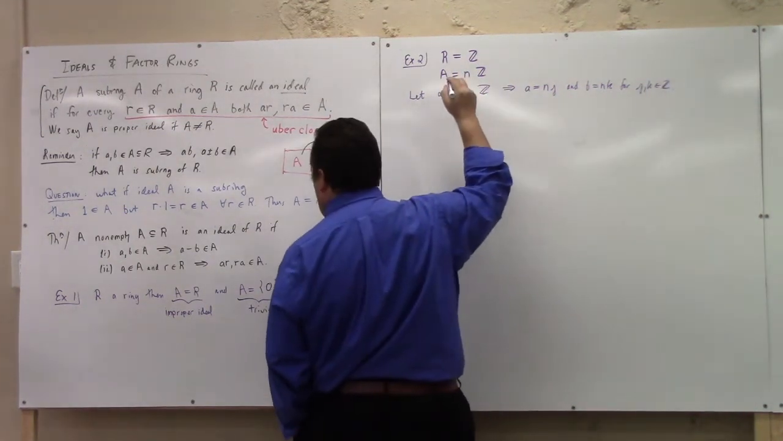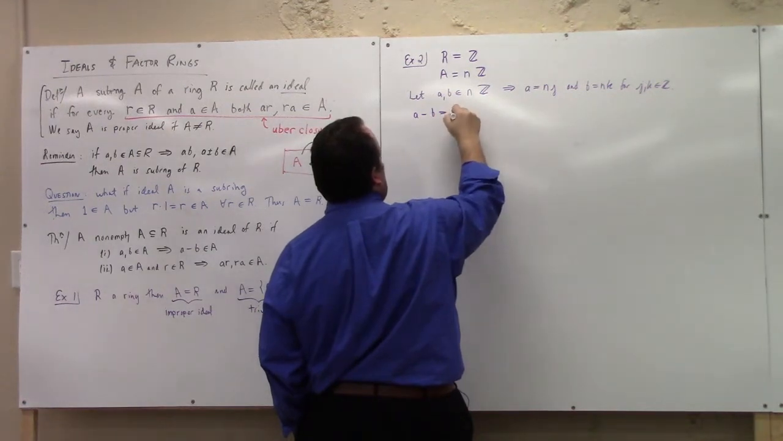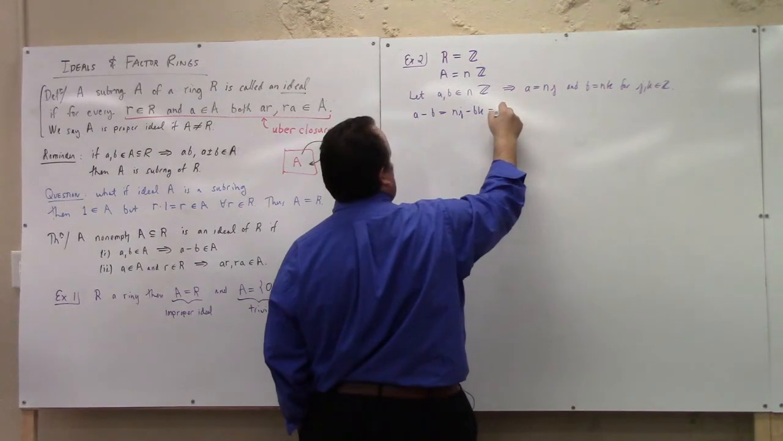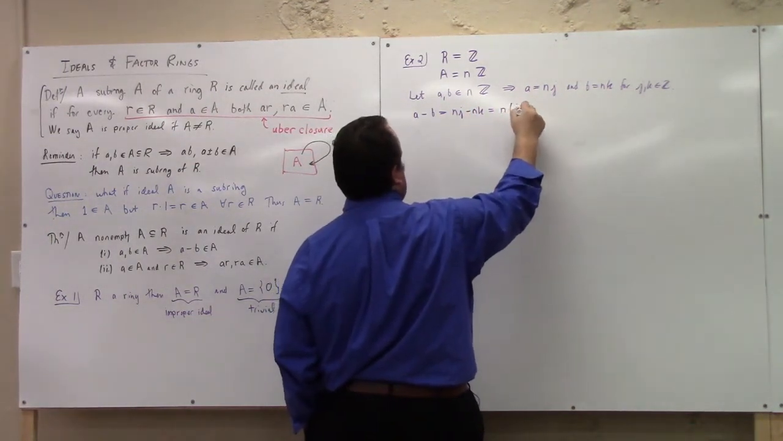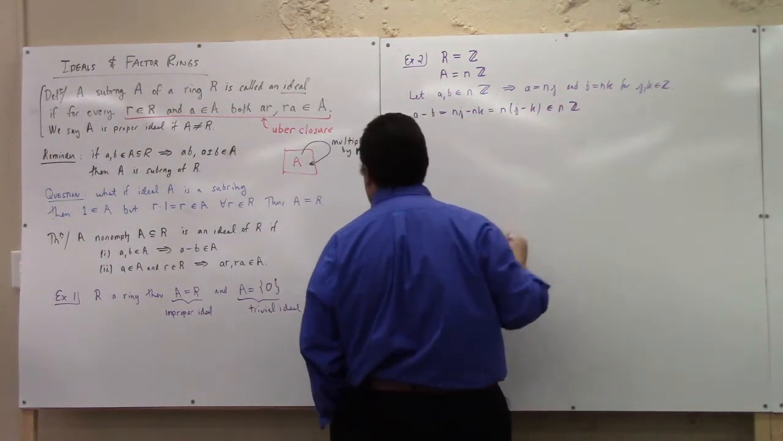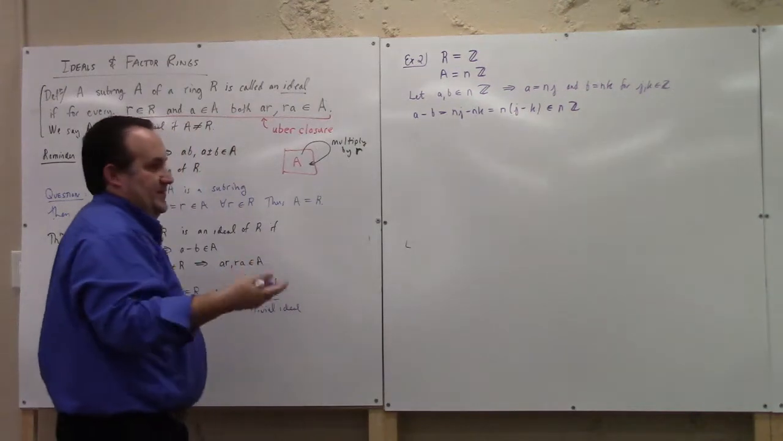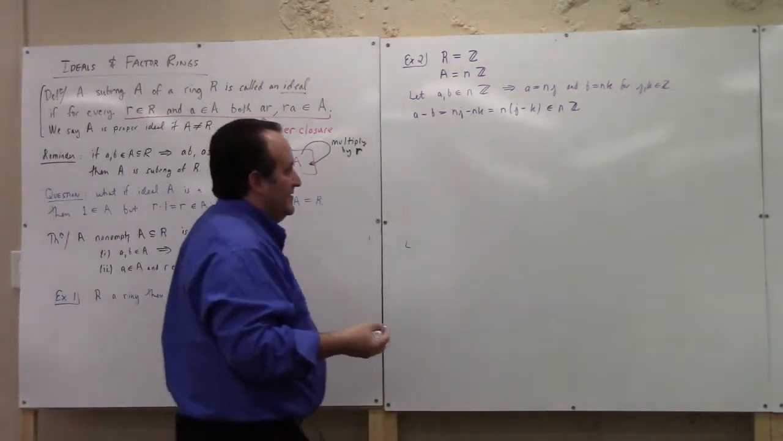Then you can check it out. a minus b is nj minus nk, which is n times (j minus k), which of course is an element of nZ. So condition 1 is met. It's non-empty. What else do we need to check? We need to check absorption closure.